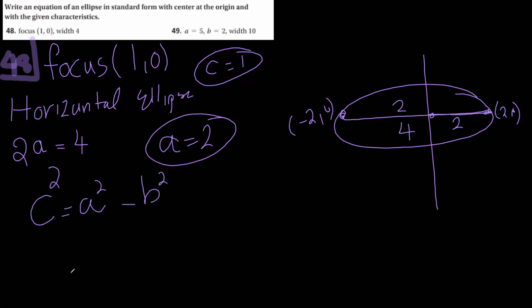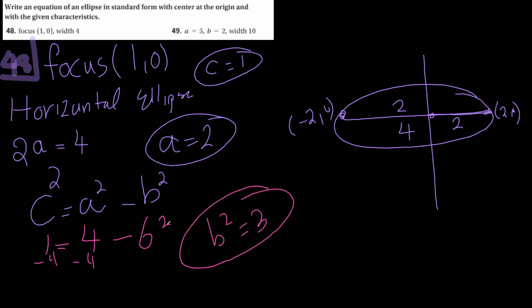c squared equals a squared minus b squared. What is the value of a? It is 4. What is the value of b? It is unknown. And the value of c is 1, and 1 squared is 1. So b squared is 3. Is it right? Yeah, so b is square root 3.